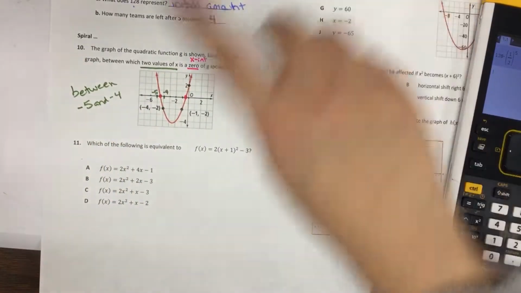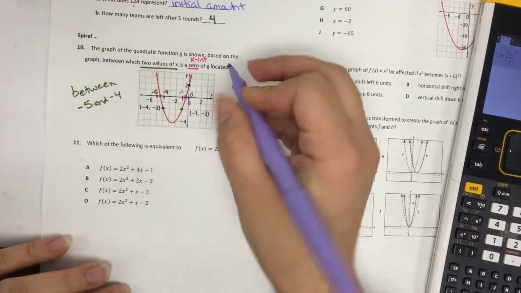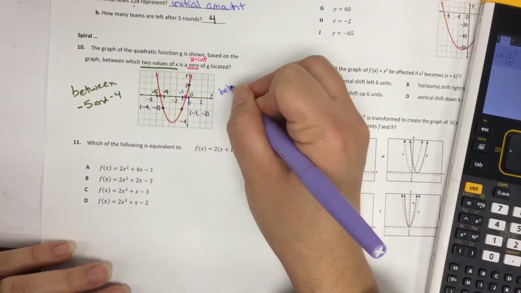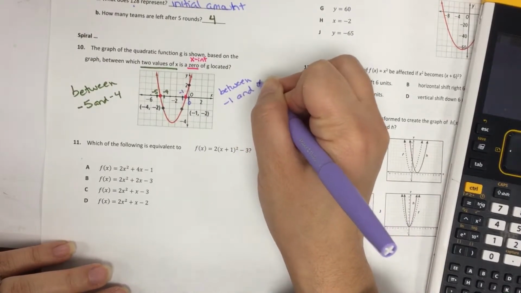And then we have our other x-intercept. See, this is 0, and this would be -1. It's going to be between -1 and 0.